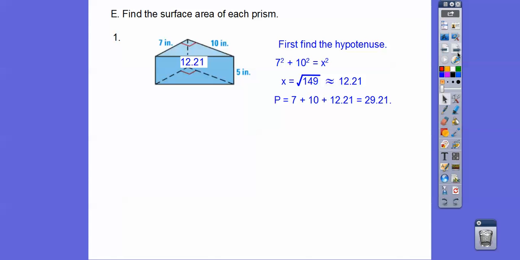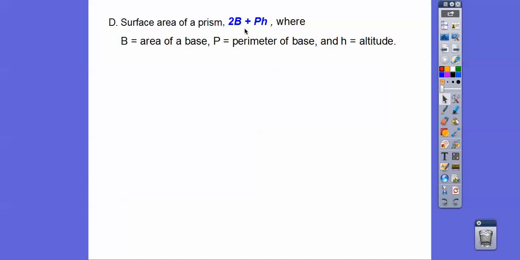So the perimeter is going to be 7 plus 10 plus 12.21 right there, okay? And then, so we get ph. Remember, here's the h. The h is the height between the two bases right there, okay? So there's ph right there, okay? So now let's get the base, okay? So remember, the surface area is 2b. Let me go backwards. So 2b plus ph.